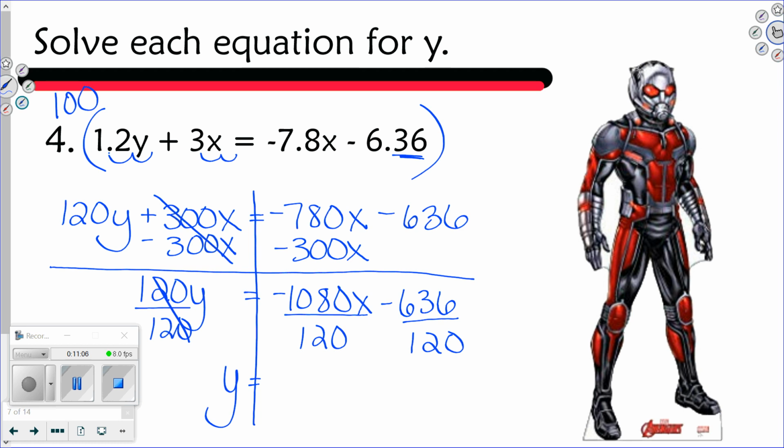So y equals, now here's where we want to just really focus on simplifying. So in my calculator, I know that's, or is that going to divide nicely? Oh, that one actually does. Okay, so that's going to give me negative 9x.